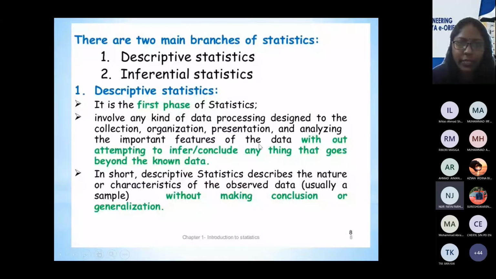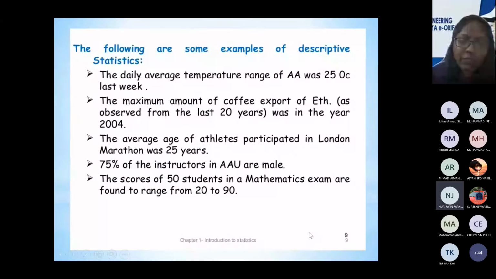Descriptive statistics describes the nature or characteristics of the observed data. It's always just about the data, not making any conclusion or generalization. For example, let's say in this class, the average age of the students is 21. That's it. I'm not trying to generalize this whole thing, I just give an average. It doesn't mean that is your characteristic. It's just that from the data, this is the average.